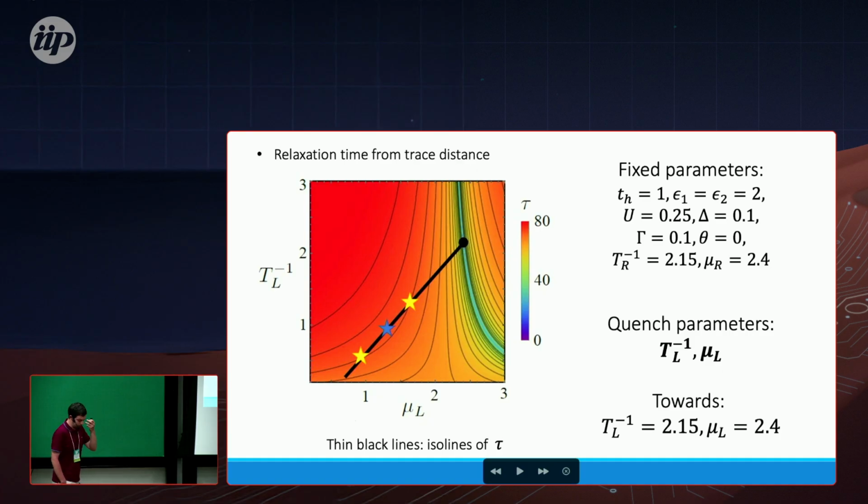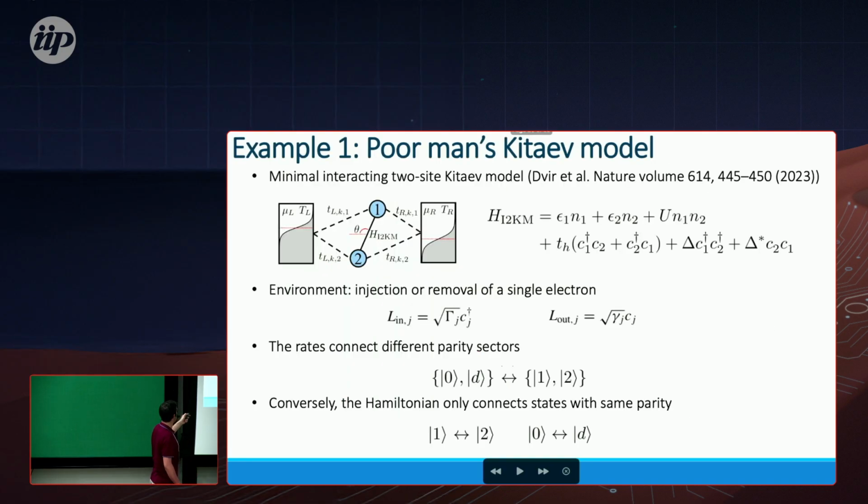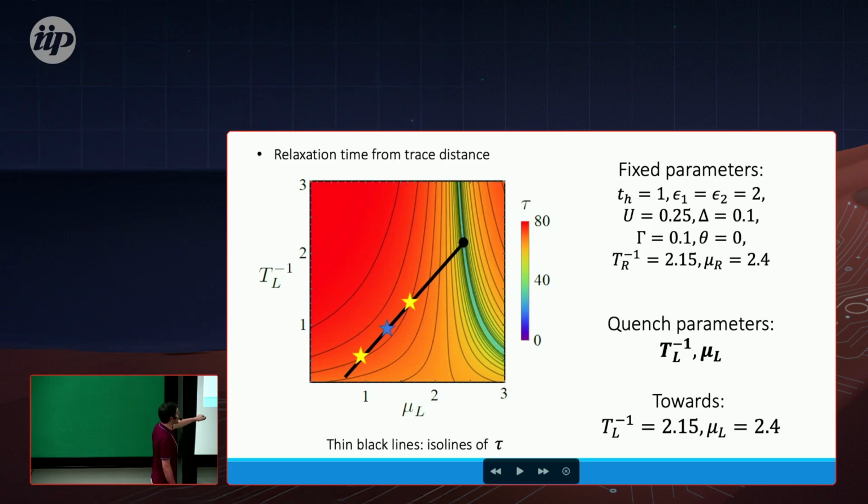So indeed, let's try to make the game I said at the beginning. We fix all the Hamiltonian parameters, and also the temperature and the chemical potential of the right lead. So we have two environments. We fix this one. We also fix the post-quench values of the left parameters. So we fix temperature and chemical potential of the left environment. And we consider different initial states described by different values of temperature and chemical potential. And we make a plot like this. So each point on this plot corresponds to a different initial state. And of course, this is the final post-quench state.